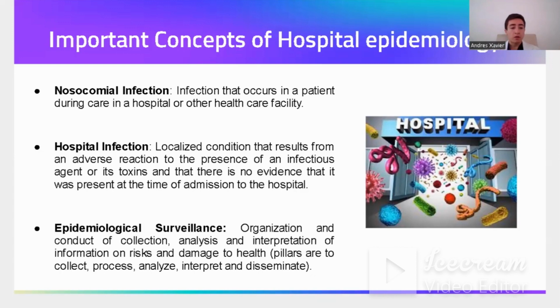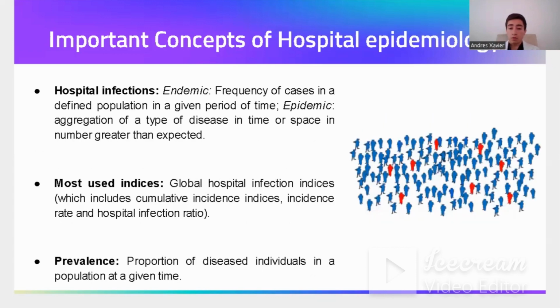admission to the hospital. Then we have epidemiological surveillance, that is the organization and conduct of collection, analysis and interpretation of information regarding risks and damage to health. Its pillars are to collect, process, analyze, interpret, and disseminate. Then we have hospital infections that can be either endemic or epidemic. Endemic refers to the frequency of cases in a defined population in a given period of time. And epidemic refers to aggregation of a type of disease in time or space in number greater than expected.